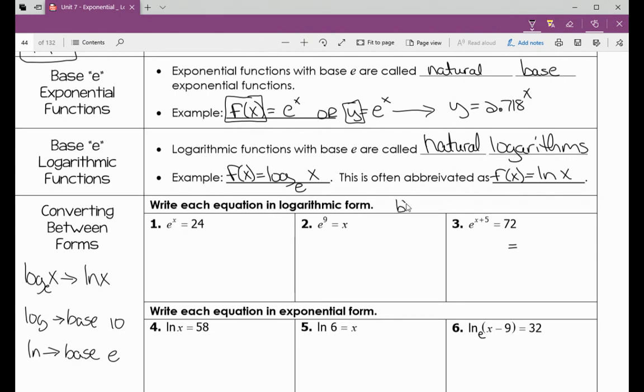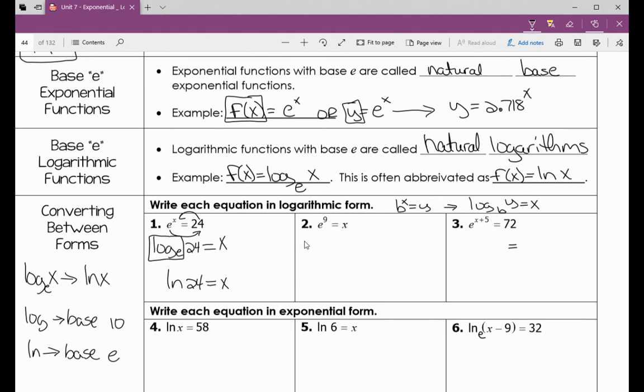So if you remember, when we did this, we said log base b of y equals x. That's how we rewrote this. So now I'm going to do log, grab my base, e, log base e of 24 equals the exponent. Now, log base e, I'm going to replace with natural log of 24. So that would be my final answer as a rewritten logarithm.